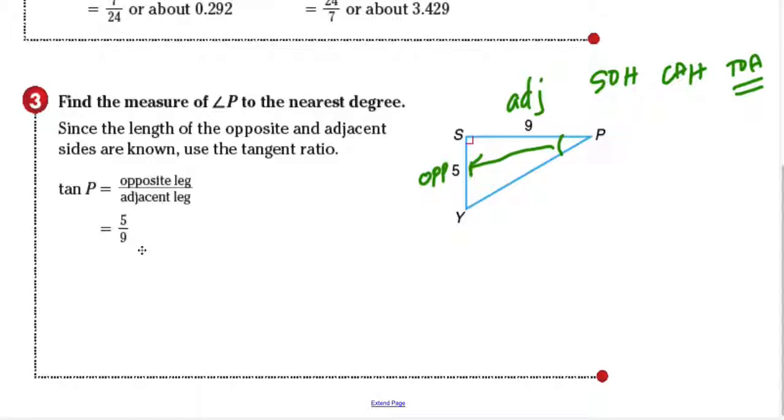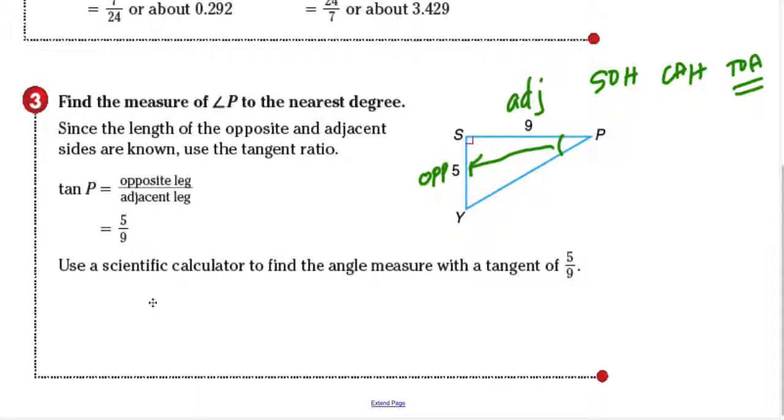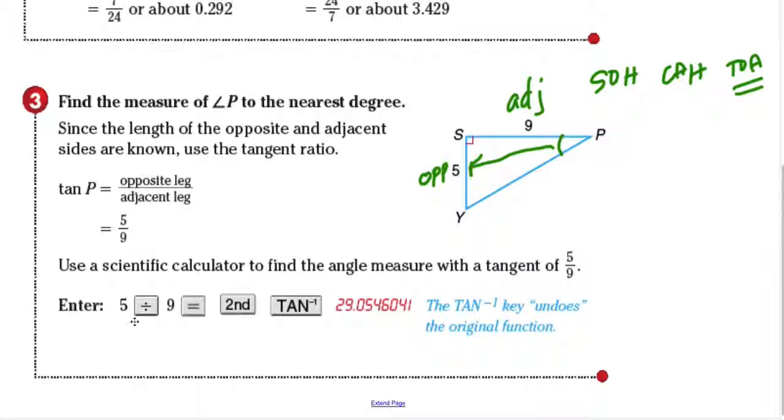Opposite leg is 5, adjacent leg is 9, and then use a scientific calculator to find the measure with a tangent of 5 over 9. So we simply enter 5 divided by 9 equals, and then press second, tangent to the -1, which will give us 29.054641. The tangent to the -1 key undoes the original function. So basically this is your undo function of tangent. So you end up with an angle, to the nearest degree, of around 29 degrees.